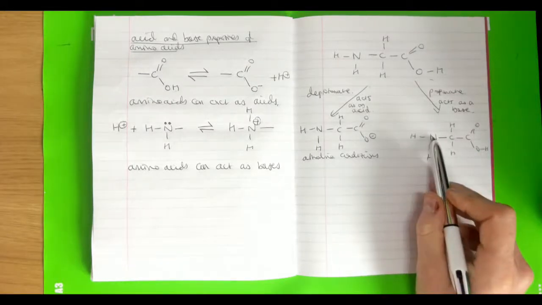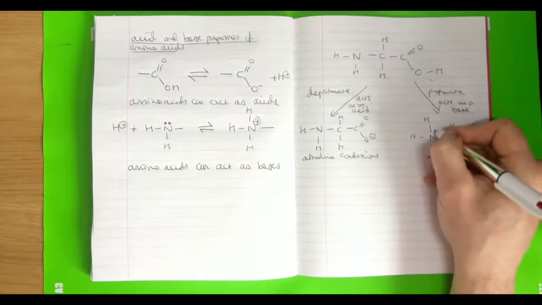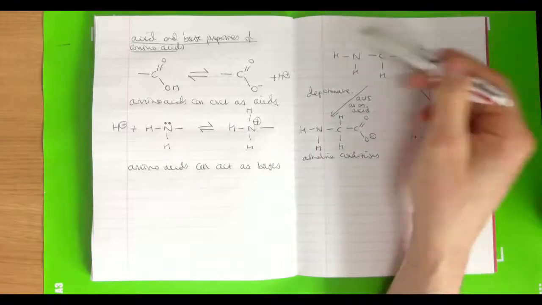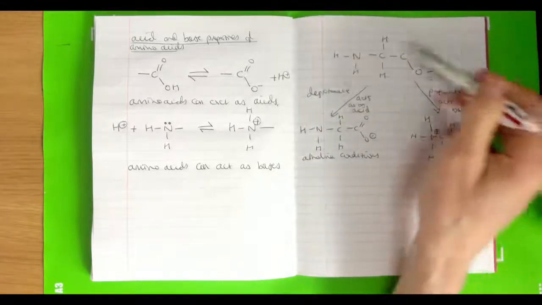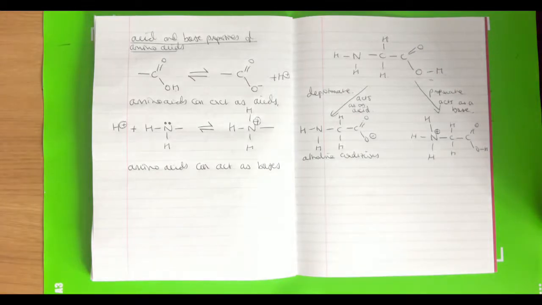And then I'm going to add a proton to this nitrogen here. There we go. Like that. Okay. So, amino acids, when you find them in a bottle, you don't normally find them like that. Amino acids exist as something called Zwitter ions.